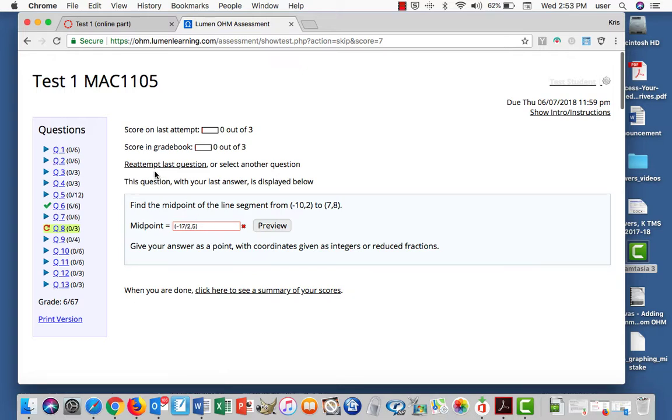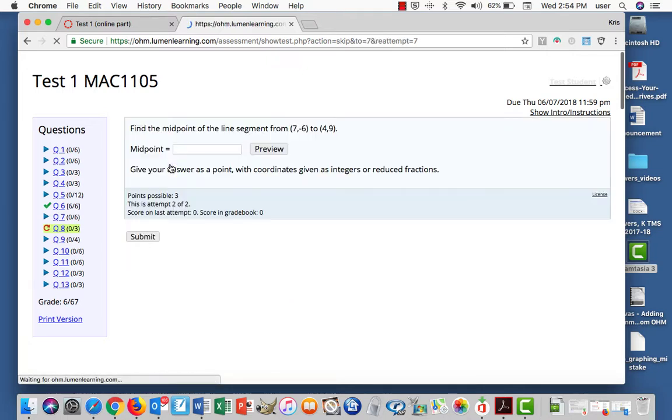Notice up here it says reattempt last question. I can do it right then if I want to, if I get it wrong. Your other option is at the end of the test, you can go back and redo any of the problems where you haven't used up both attempts. So I'm going to go ahead and do that on this one. Go ahead and reattempt it. And notice I got a different problem.